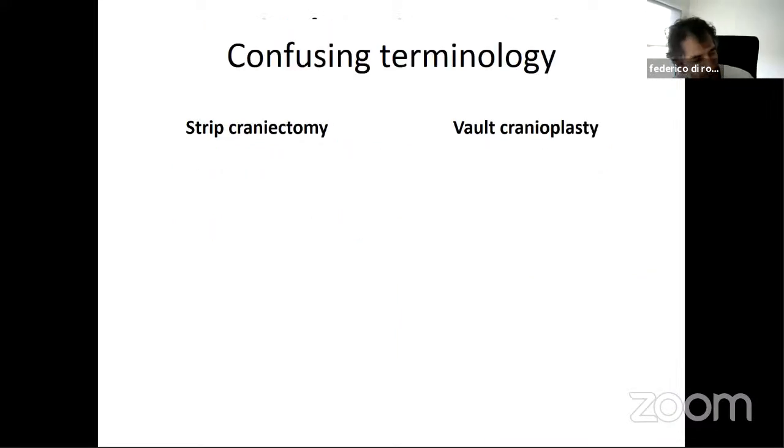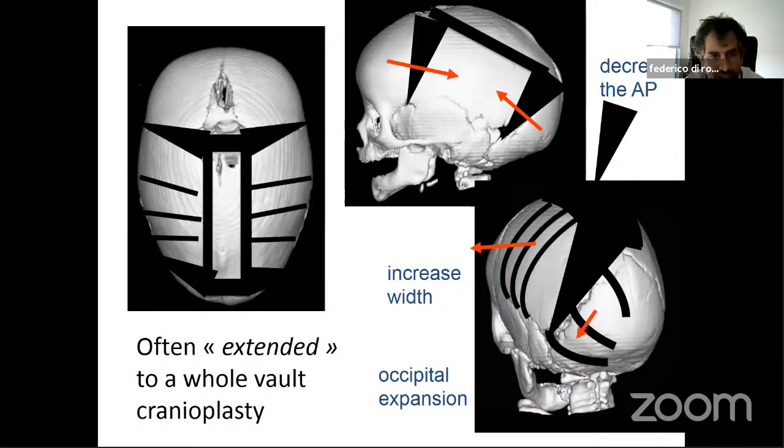The confusing terminology also plays a role in this heterogeneity, because we have situations in which people call a strip craniectomy a surgery that others will call by another name, especially in cases in which we discuss extended strip craniectomy or vault cranioplasty. Sometimes these surgeries are similar. And so there is this problem of confusing terminology, which increases the misunderstanding when analyzing the results of what we are doing. This is an example.